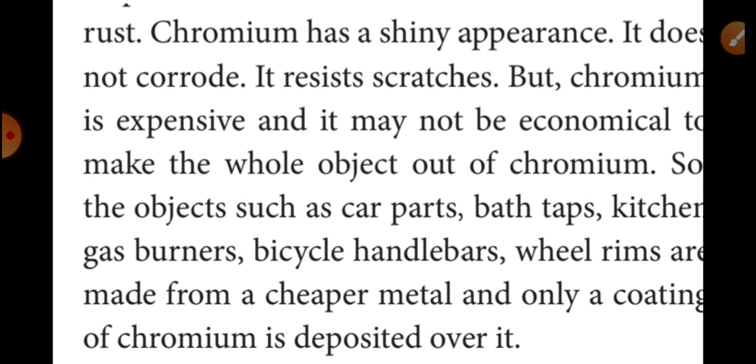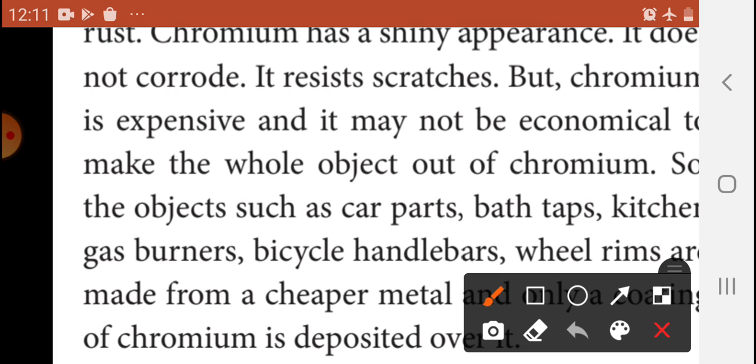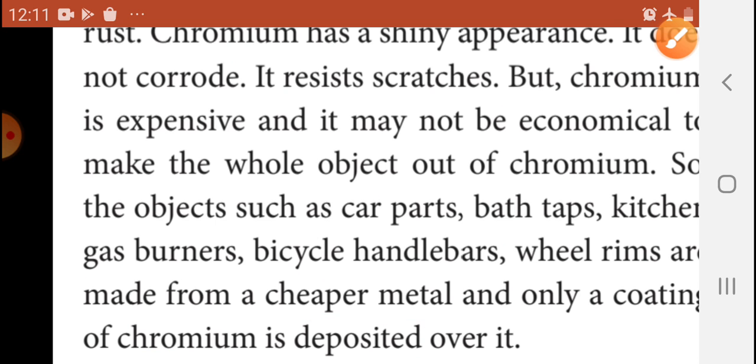For example, we take a cheaper metal, and on this cheaper metal we coat chromium. The coating of chromium is deposited over the cheaper metal.